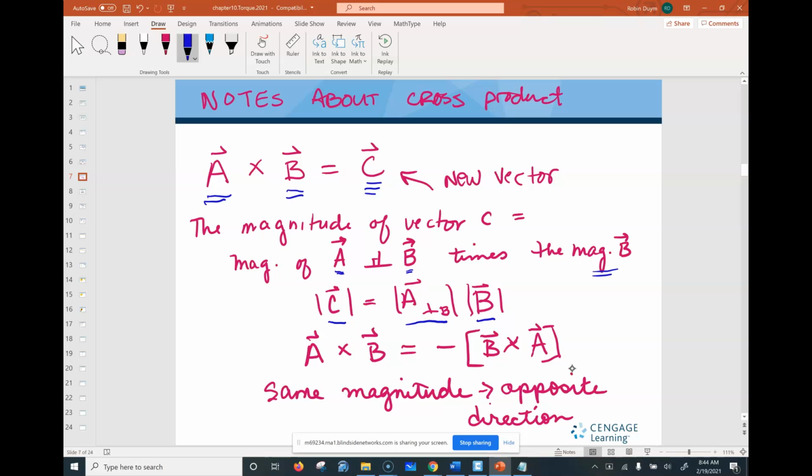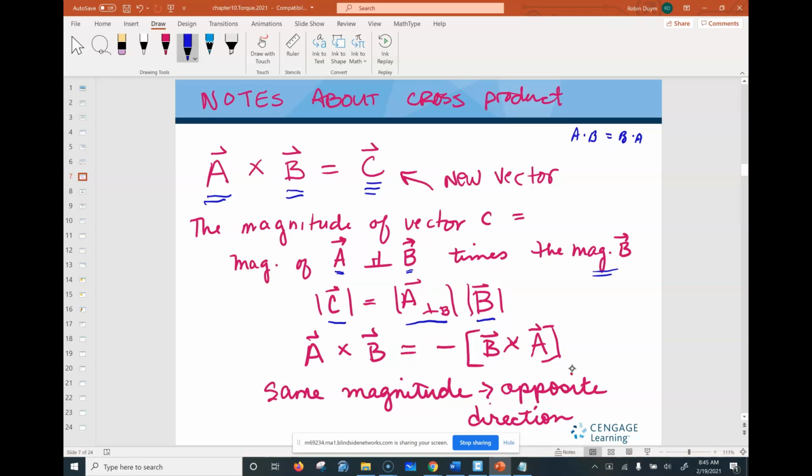Well, if you remember back with the dot product, that was commutative. If we did A dot B, that was equal to B dot A. It's not the case in the cross product. In the cross product, if you do A cross B, then that's going to be the same exact magnitude as B cross A, but it'll be the opposite direction.